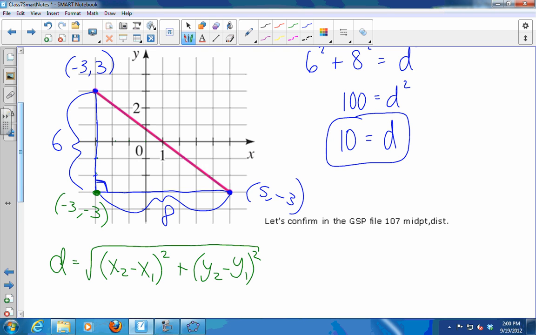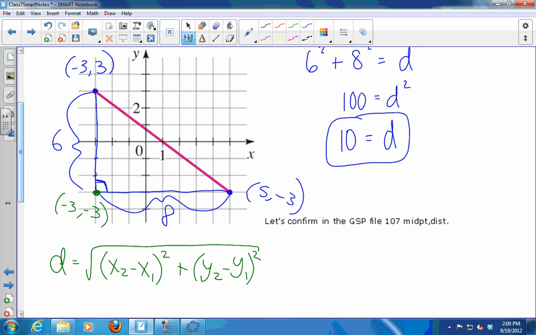It will always work. And the second one is really built off of the first one. It's a formula where all the steps that we did are just built into the formula. So x2, that's what I want to show you now. WebAssign doesn't care. They just want the final answer.